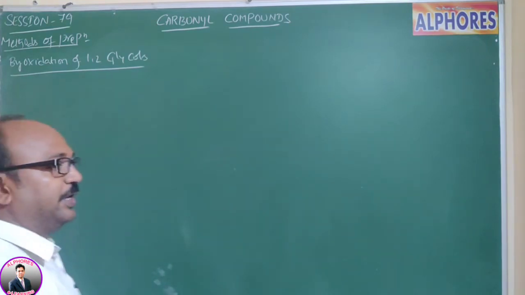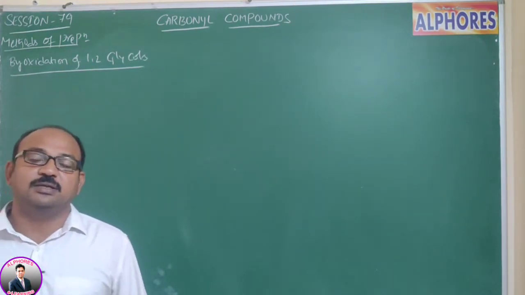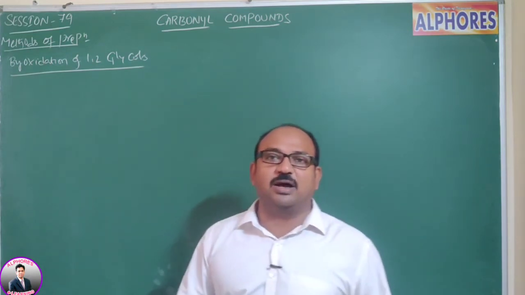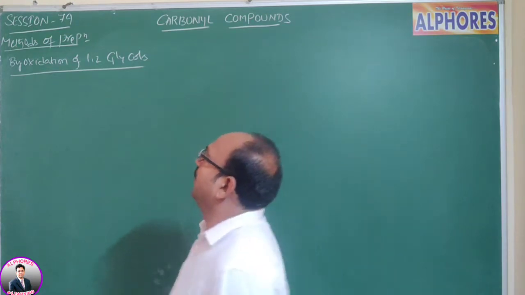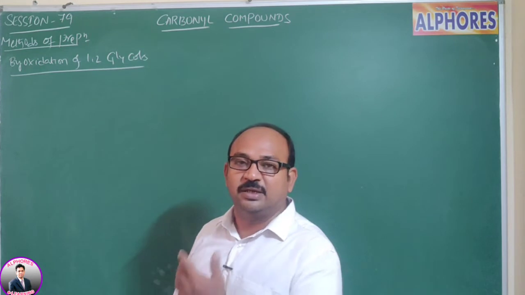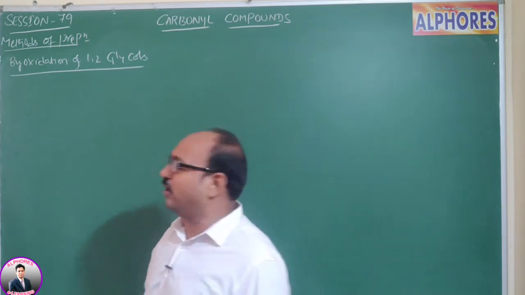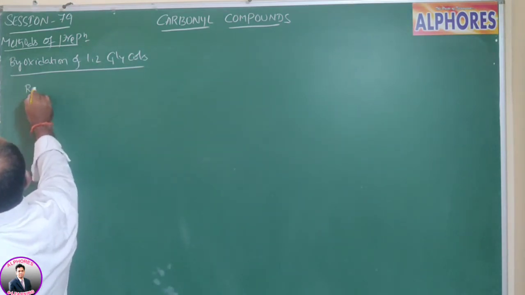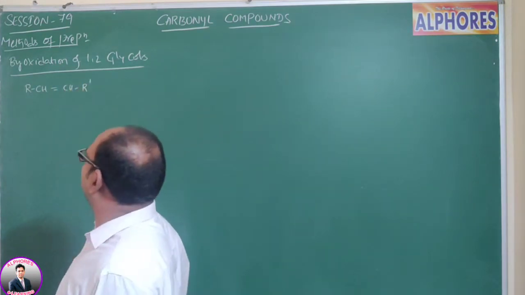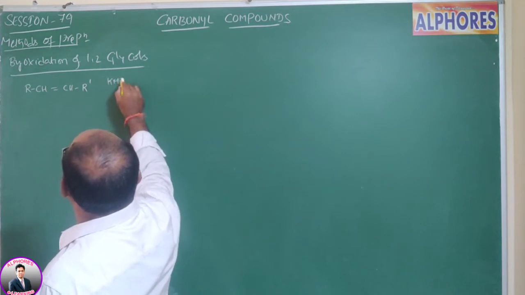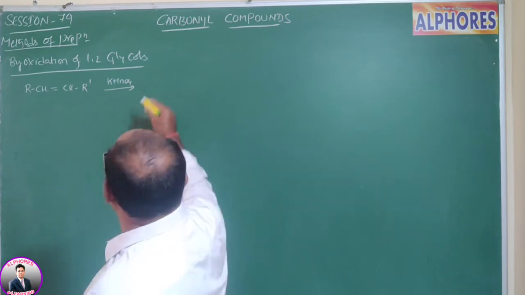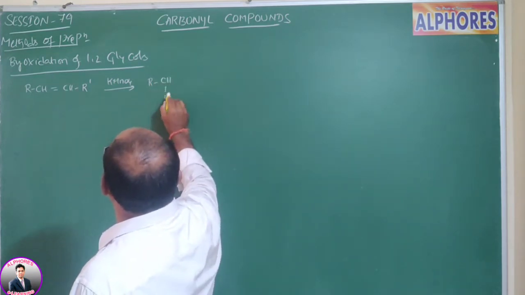Students, the next method of preparation is either from alkenes or 1,2-diols. 1,2-diols, dihydric alcohols, are called glycols. So by oxidation of 1,2-glycols, we are discussing the oxidation reaction here. Let us consider the alkene RCH double bond CHR dash. Upon reaction with KMnO4 or osmium tetroxide, we are getting a diol, a vicinal diol.